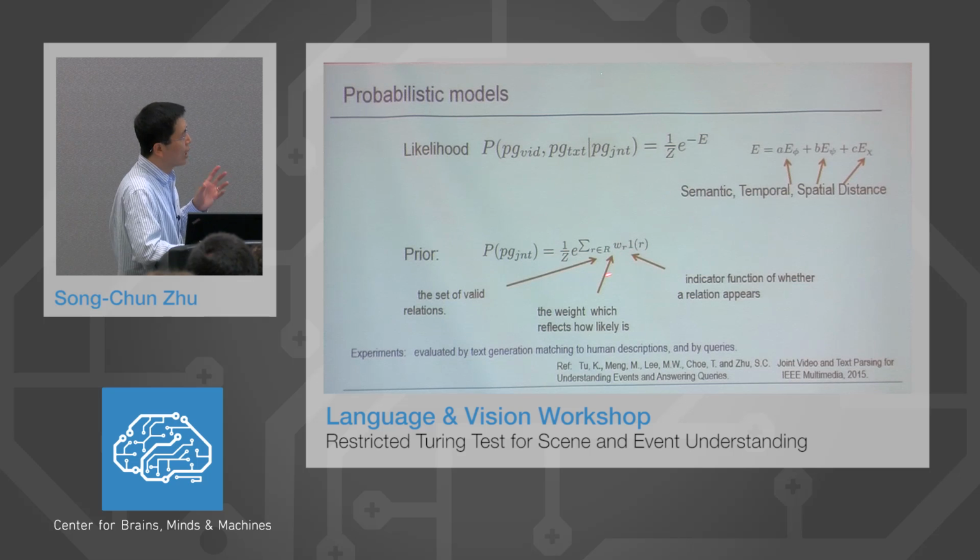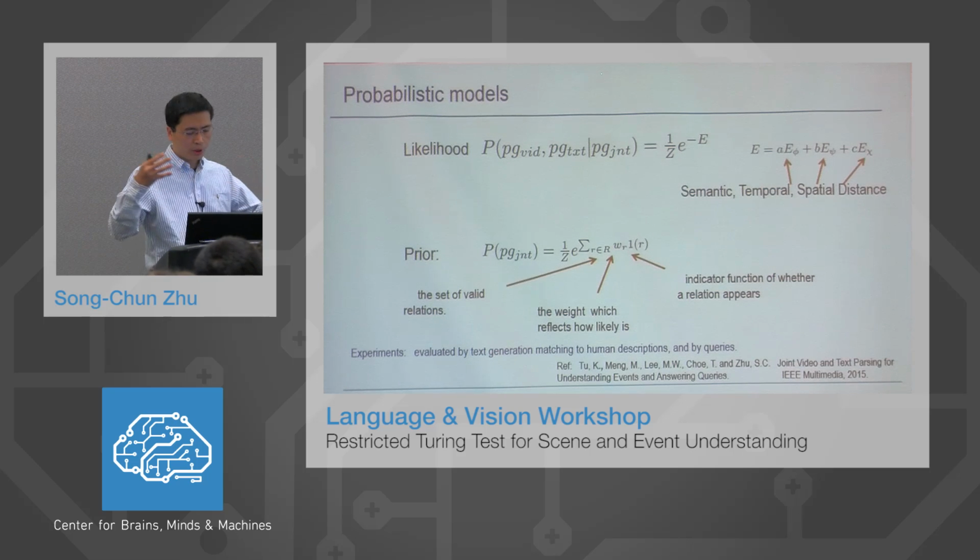And then priors. Here we pose all the grammar into something similar to a Markov network, but a little more involved with the hierarchy. So we have all kinds of relations: spatial, temporal, or causal relations. If it happens, then you have certain ways, and then you try to learn it. The evaluation was done by text generation. After we got the joint parsing, we generated new text descriptions, matched them with human text descriptions, and then saw how well they do.